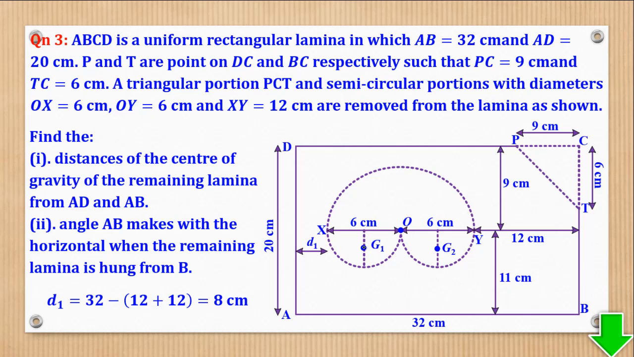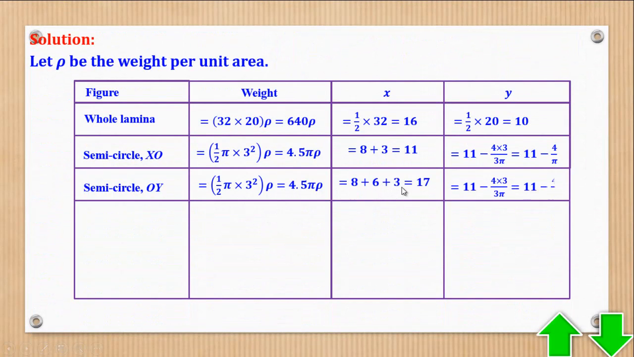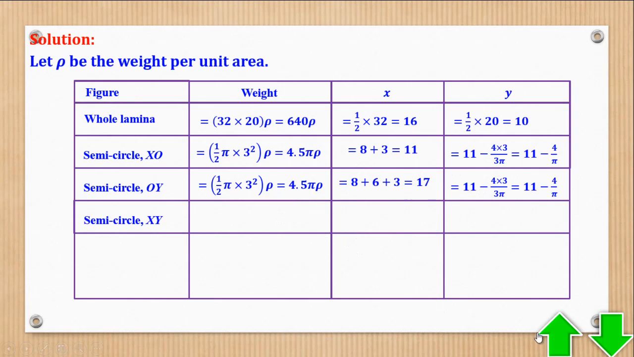But the y coordinate is the same as G1. So here you're going to put, first of all, area is still also the same. The x coordinate is 17, and this one is the same as the one for OX. Then next will be semicircle XY.